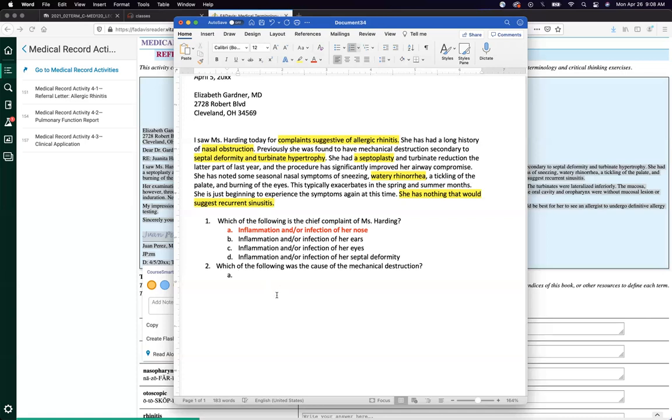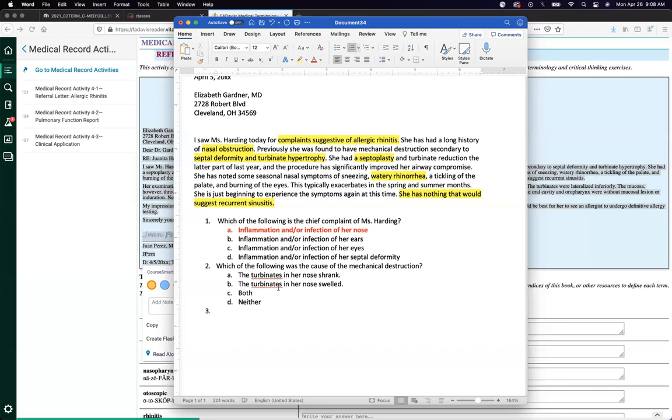And it's what? Turbinate hypertrophy. But I'm not going to ask turbinate hypertrophy. That would be too easy. What would I say? The turbinates in her nose shrank. The turbinates in her nose swelled. That's the best, right? Both, neither.